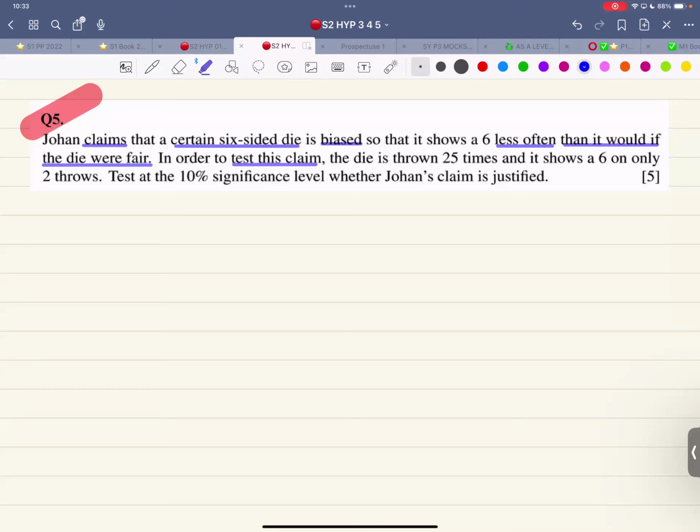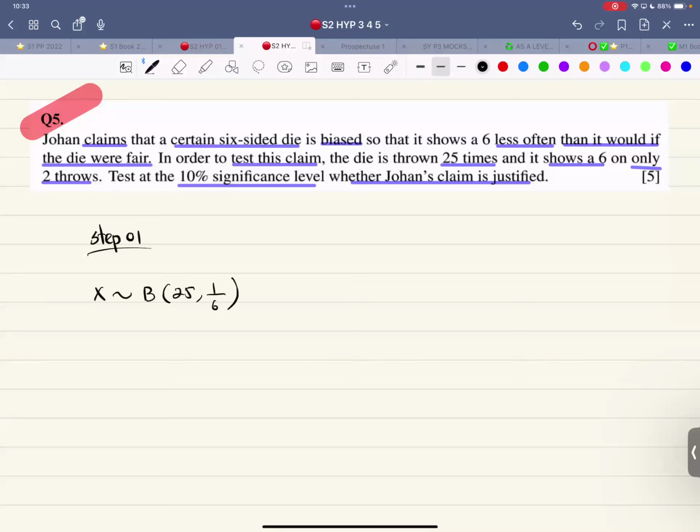So now it says, in order to test this claim, that is what hypothesis testing is all about, the die is thrown 25 times and it shows a 6 on only 2 throws. That is the sample value. Test at the 10% significance level whether Johan's claim is justified. Let me write step 1. Another way of writing, if you don't want to make the boxes. The first thing, it's binomial. X follows binomial distribution 25, 1/6. That's the probability of success. And then the sample value, that he obtained a 6 only on 2 throws, which by default is inclusive.